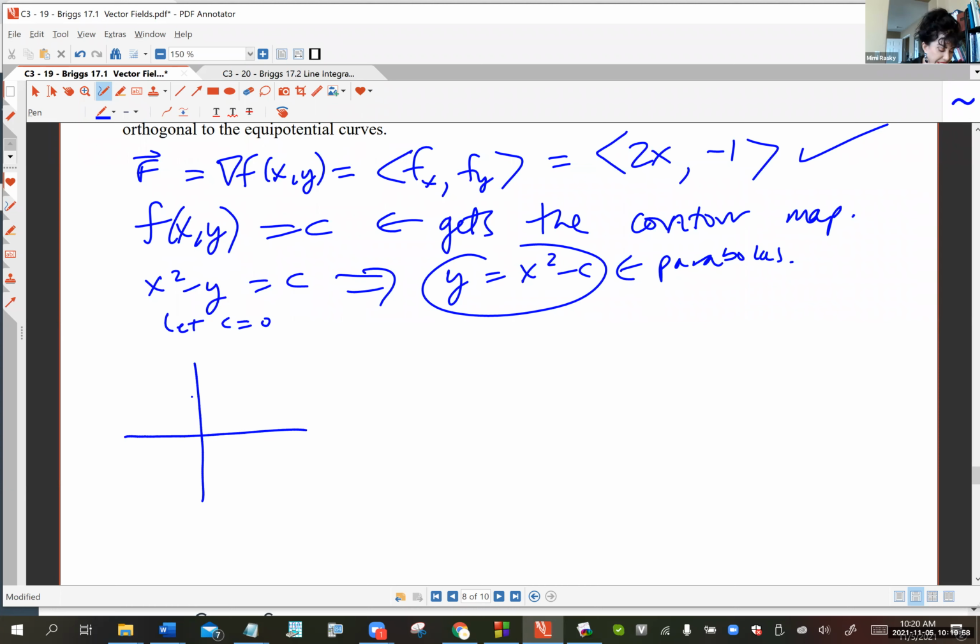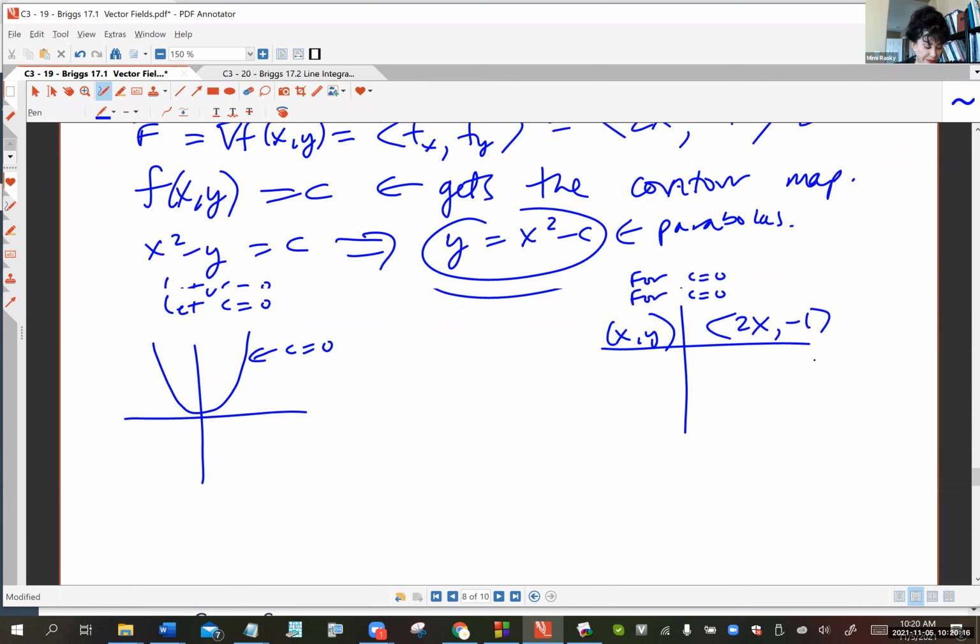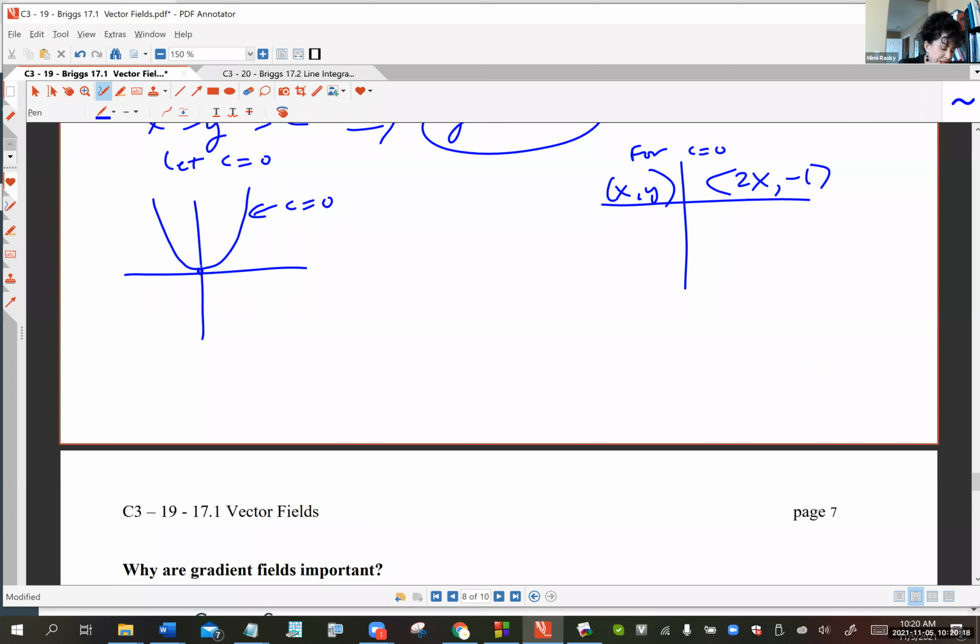If you graph that, that's just going to be the parabola y equals x squared, like that. There it is. That's c equals 0. So for c equals 0, I'm going to make a chart, pick some points off the parabola, and then graph the gradient.